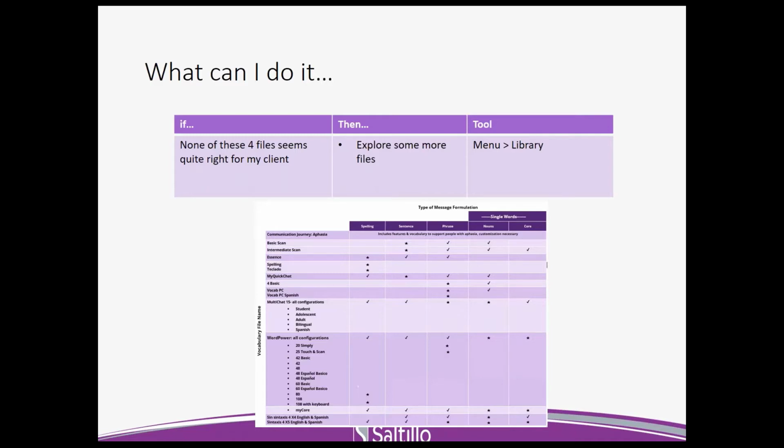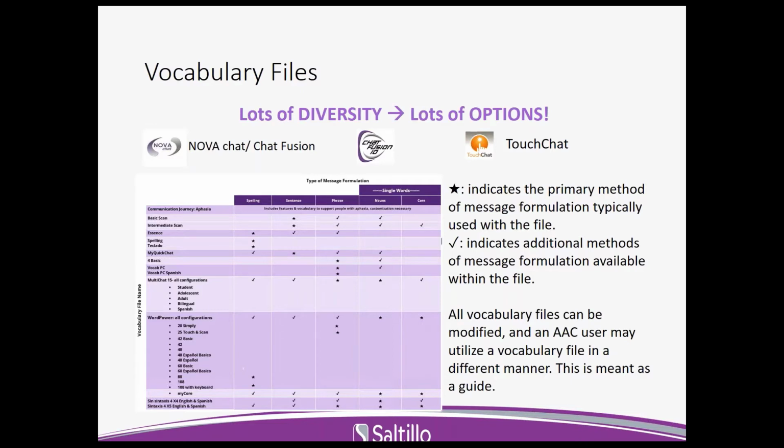What if none of these 4 files that we talked about today seems quite right for the client? Definitely go in and explore the other files that we have available across our NovaChat and TouchChat platforms. And the grid you see here in your handout does talk again about that primary message formulation. So is it a spelling file, sentence-based, phrase-based, nouns and core words available to you? And then just know that most of the files have a combination of those. The star indicates the primary method of the message formulation that is typically used in that file, whereas the check mark indicates that there's other additional methods of message formulation available in that file. All the files can be modified, and an AAC user may utilize a vocabulary file in a different manner than it was meant to be, as seen on here. This is just a guide.